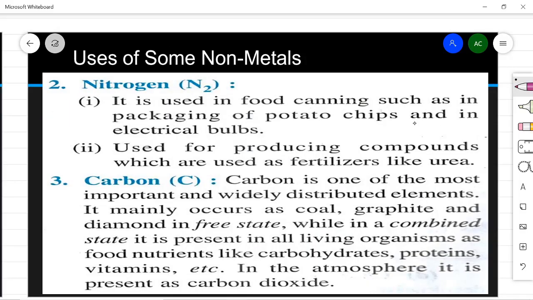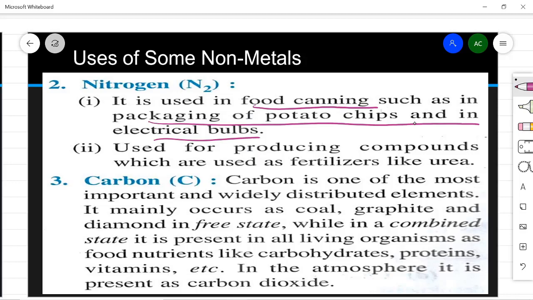Then uses of nitrogen. It is used in food canning, such as in packaging of potato chips and electrical bulbs. When you bring potato chips packet from shop, you must have seen some gases inside that packet, and packet is swollen. So that packet contains nitrogen. Why nitrogen?